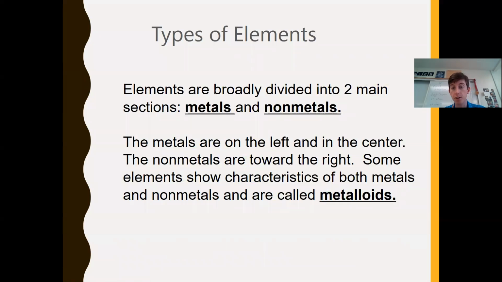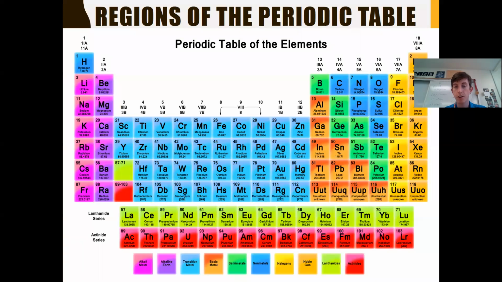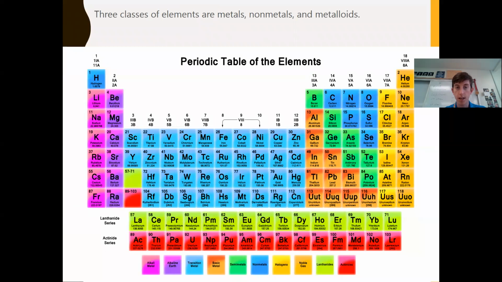There are 2 main sections, metals and nonmetals. There are a lot less nonmetals than metals. The metals are on the left side, the nonmetals are on the right, and then some right there on what I call the stair step are called metalloids. So right here, the green ones, those would be your metalloids. To the right of the green ones would be your nonmetals. To the left of the green ones would be your metals. So notice there are a ton more metals than there are nonmetals. Those are the 3 main groups. We'll talk about other groups as time goes on.